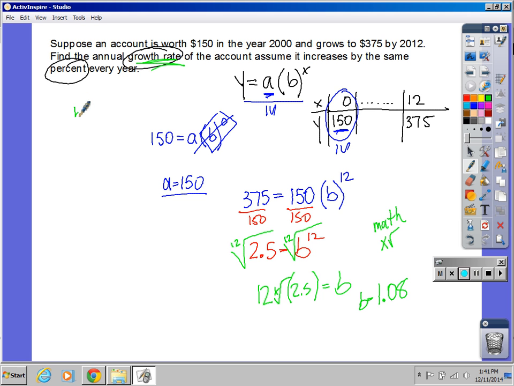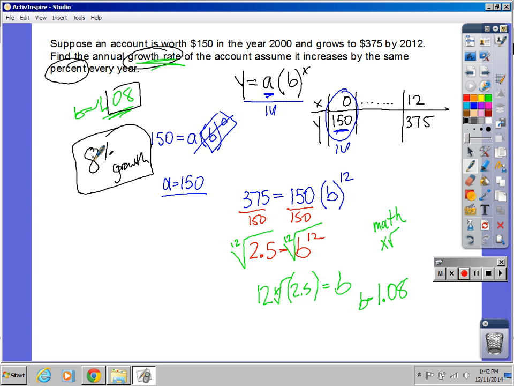Okay, so I get a b value of 1.08. Now 1.08 is not the growth. I only want to look at the 0.08. How much bigger than 100% is it? It's 8% growth. So the account grew by 8% per year. Okay.